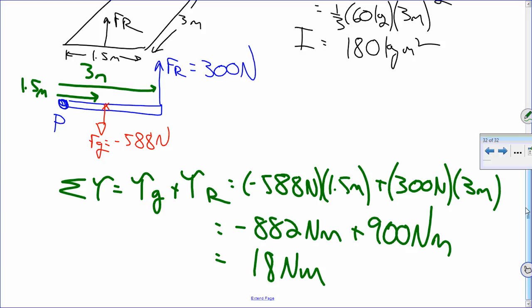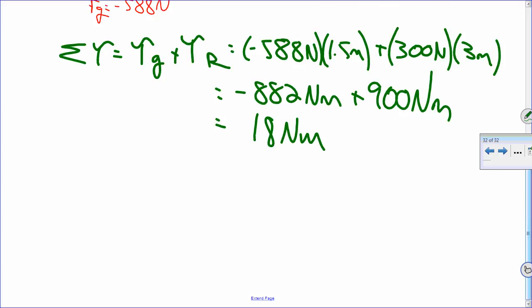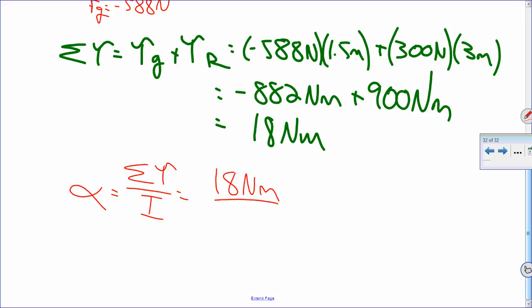Now we've got our I and our torque, so we can find our alpha. Let me pause for a minute. Is everybody okay with what I've done so far? Okay, so then we're just one step away from being done. Alpha is net torque over I, right? Our net torque was 18 newton meters. The rotational inertia was 180 kilogram meters squared. So divide it and you get 0.1, and the units work, you end up getting radians per second squared.